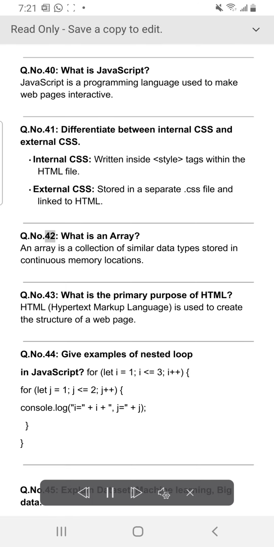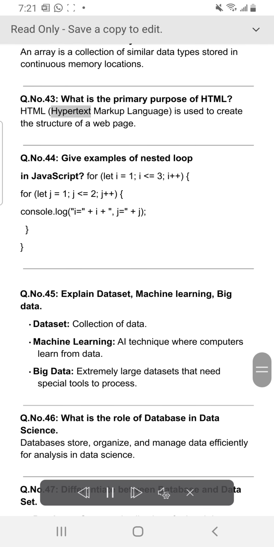Q. Number 42. What is an array? An array is a collection of similar data types stored in continuous memory locations. Q. Number 43. What is the primary purpose of HTML? HTML, hypertext markup language, is used to create the structure of a web page.